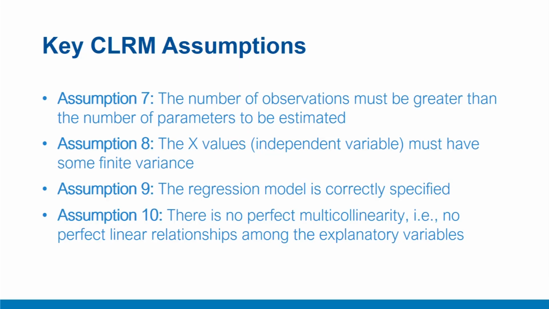These remaining 4 assumptions are assumptions 7, 8, 9, 10. The 7th being the number of observations must be greater than the number of parameters to be estimated. In fact, for a better estimation, the number of observations should be much larger than the parameters to be estimated. A good rule of thumb is that the number of observations should be at least 5 times the number of parameters.